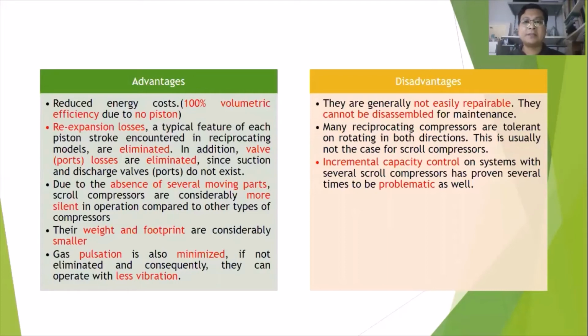So many reciprocating compressors are tolerant of rotating in both directions. This is really not the case for a scroll compressor, or the compressor is different. It cannot be used in two ways, only one way. Incremental capacity control on a system with several scroll compressors has proven several times to be problematic as well.